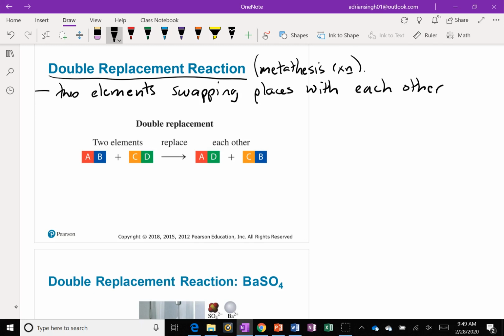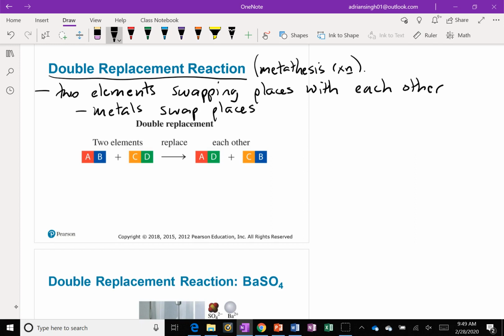And in most of the cases, we're going to see metals, other things that are going to swap places with each other. That's not the only instance, but it's the most common example of this double replacement.